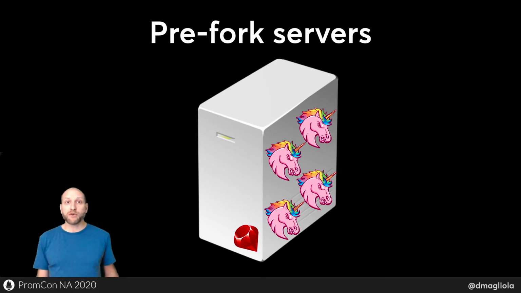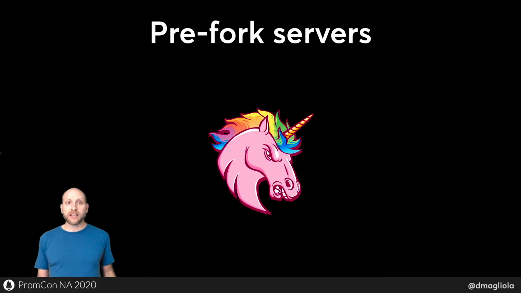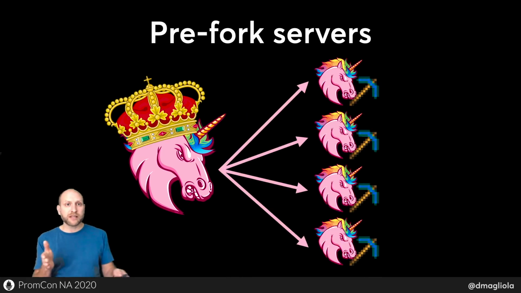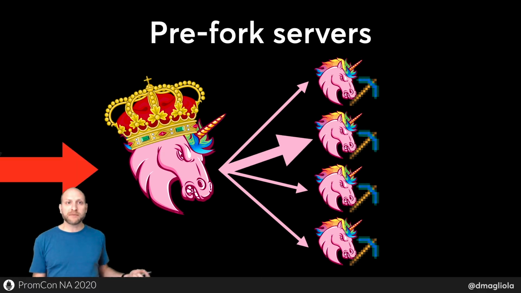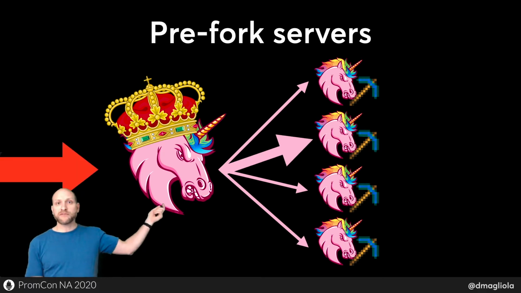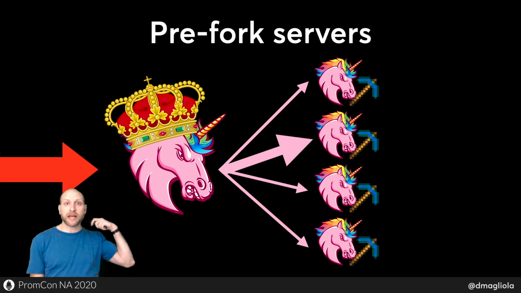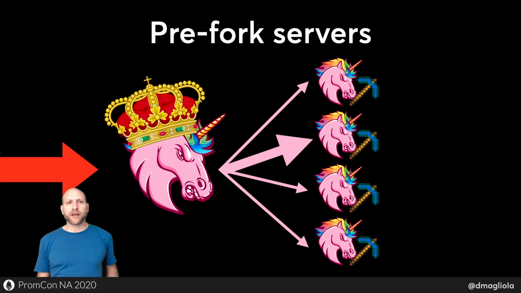This is, for example, how Unicorn works, which is one of the most common web servers in Ruby. When Unicorn starts, it loads your app, and then it forks itself into a master orchestrator process that's listening to requests, and a bunch of worker processes that are actually going to be working on them. When a request comes in, the master sends the request to a worker that is free, and then takes the response and sends it back to the client.